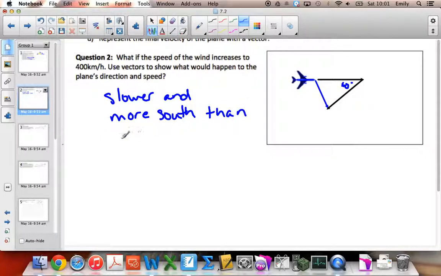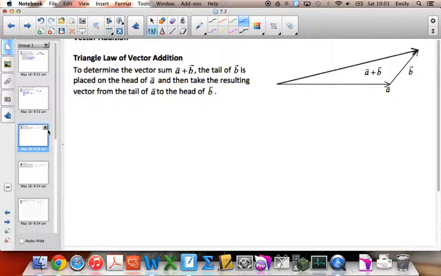So it's going more south than east now with that heavy wind. So putting those two vectors together, we were adding vectors, and we saw this in our exploration of vectors, that to add vectors, if we're going to add a plus b, we take the tail of b and add it to the head of a.